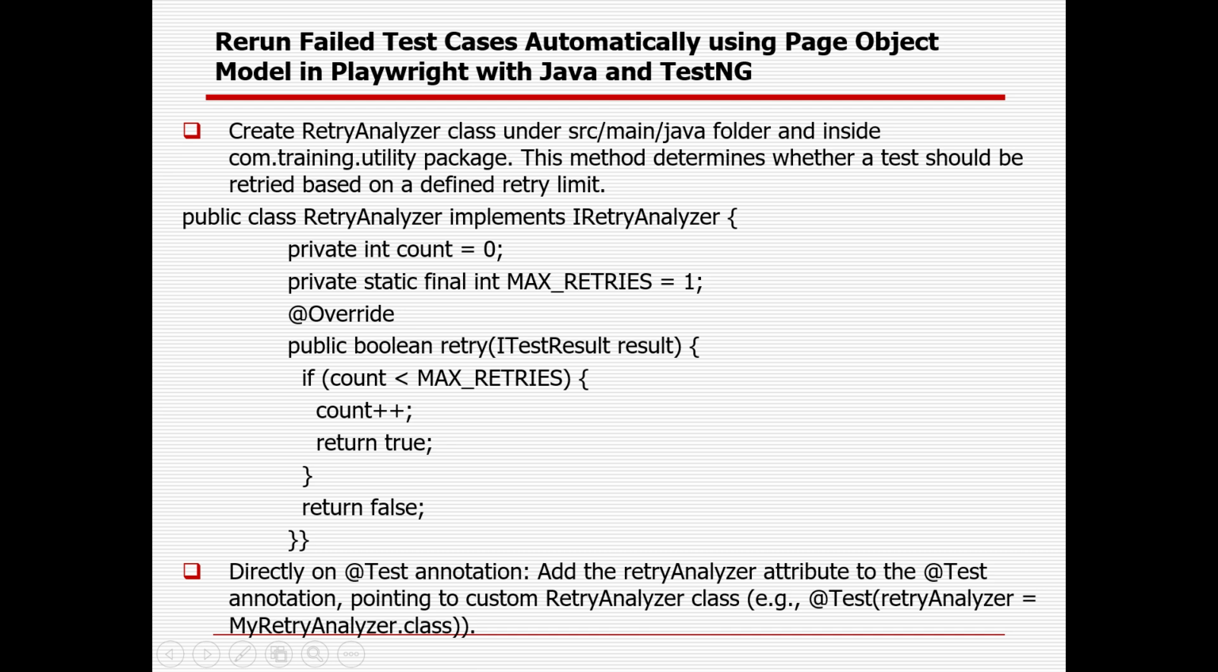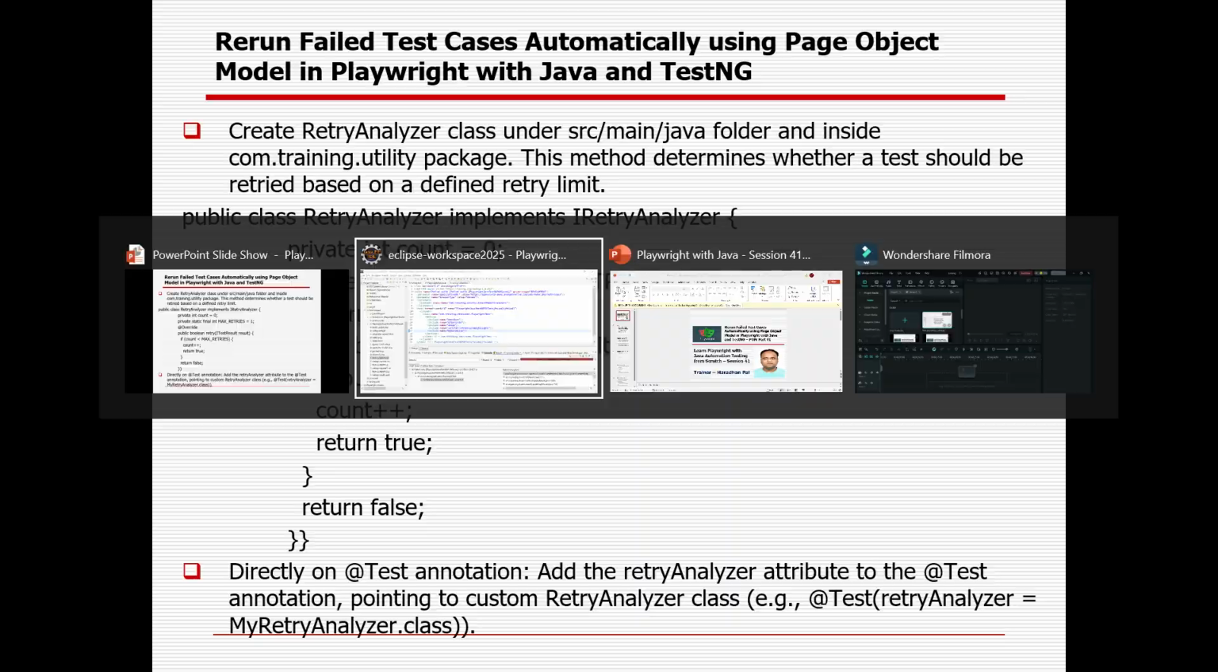If you give it 1, it will try two times: 0 and 1. If you give it 2, it will try three times: 0, 1 and 2. After that, you can override the retry thing. Then you can just add the @Test annotation with retryAnalyzer equal to RetryClass.class. Okay, so we'll try to implement it.